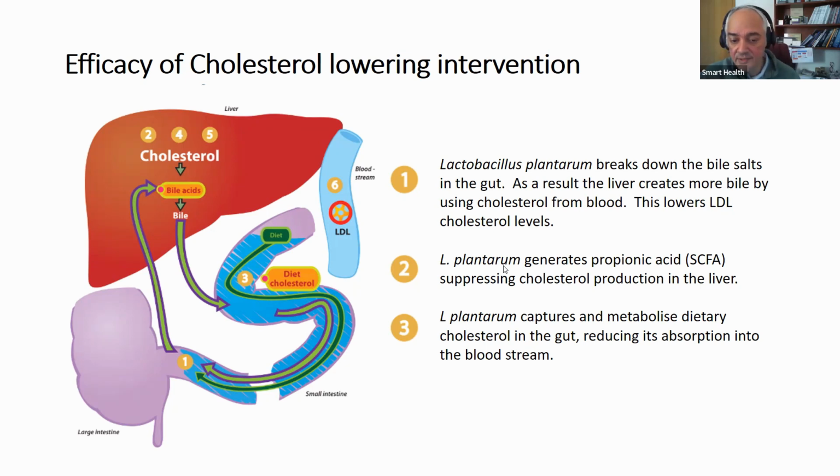In addition, L. plantarum, which is the same bacterium, of course, generates a short-chain fatty acid, which is propionic acid, and this actually suppresses cholesterol production in the liver. So again, it not only uses more cholesterol from the blood, but also reduces the production of cholesterol in the liver itself, which is extremely important. And that's again through this health-promoting substance, the short-chain fatty acid, propionic acid.